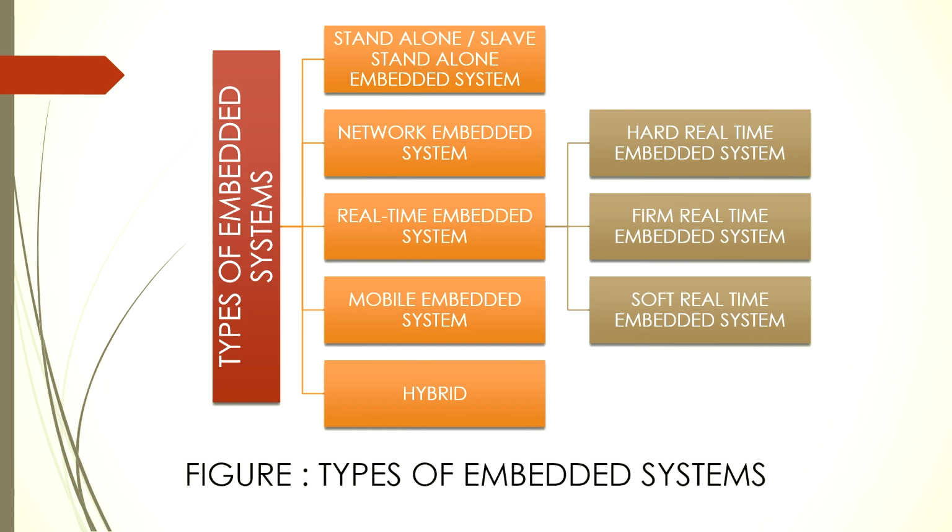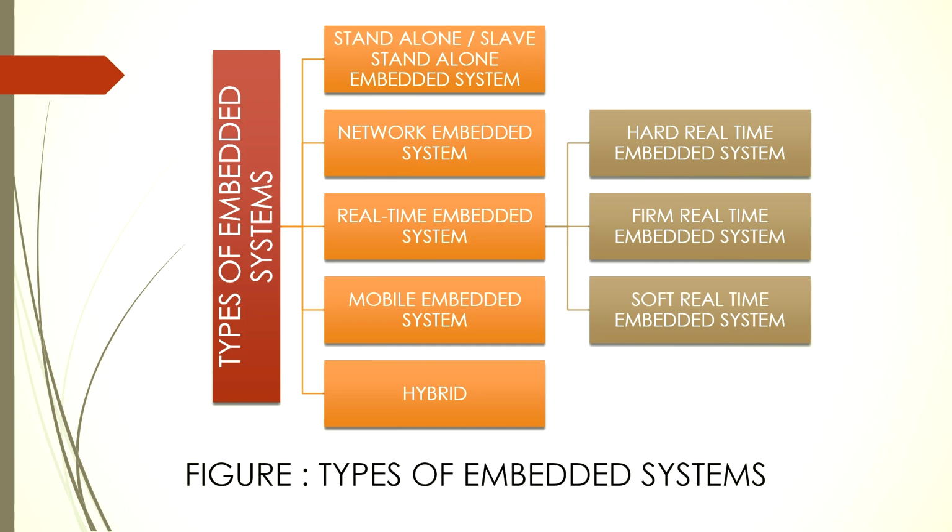Coming to firm real-time embedded system, here not the life loss but the property loss would take place if the embedded system is not working as expected. Examples for that are fire alarms in garments and also rovers. If a rover is crash landed, then property loss would take place. Coming to soft real-time embedded system, it can accept delays for some amount.